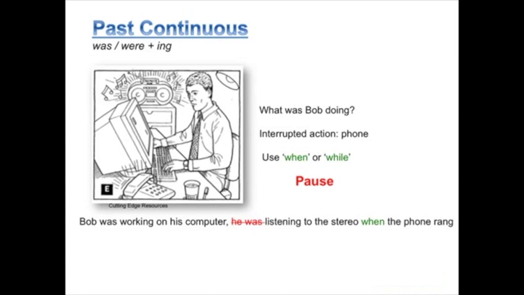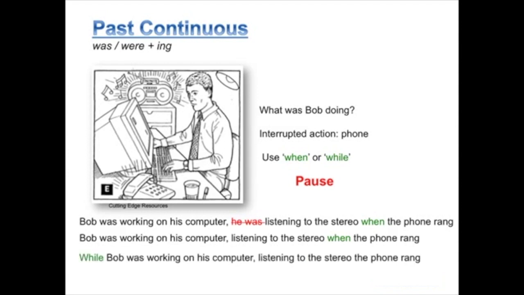Hopefully your sentence is similar to mine. Bob was working on his computer. He was listening to the stereo when the phone rang. We have two activities: working, listening, and the interrupted action is the phone. We can also say this sentence without the second was: Bob was working on his computer, listening to the stereo when the phone rang, is much more common. Using while, we could write the sentence like this: while Bob was working on his computer, listening to the stereo, the phone rang.